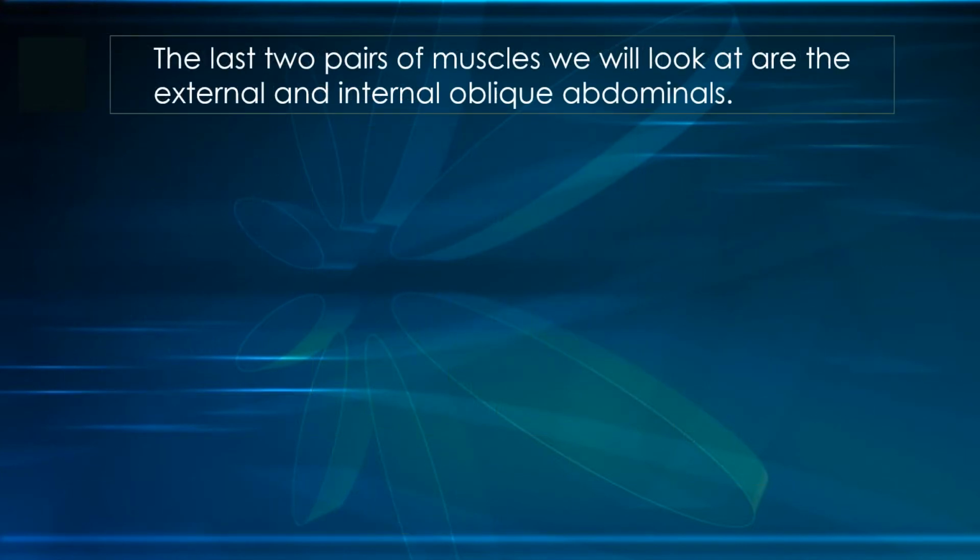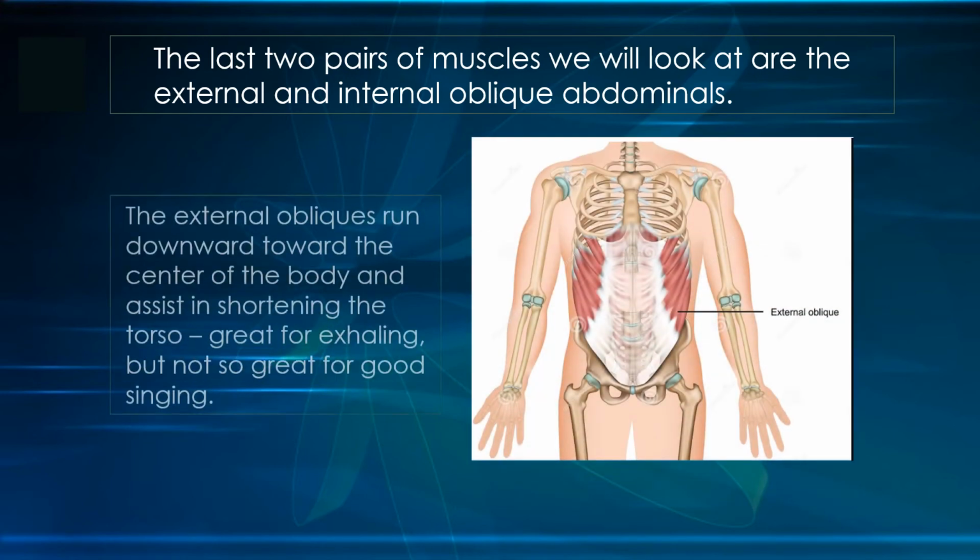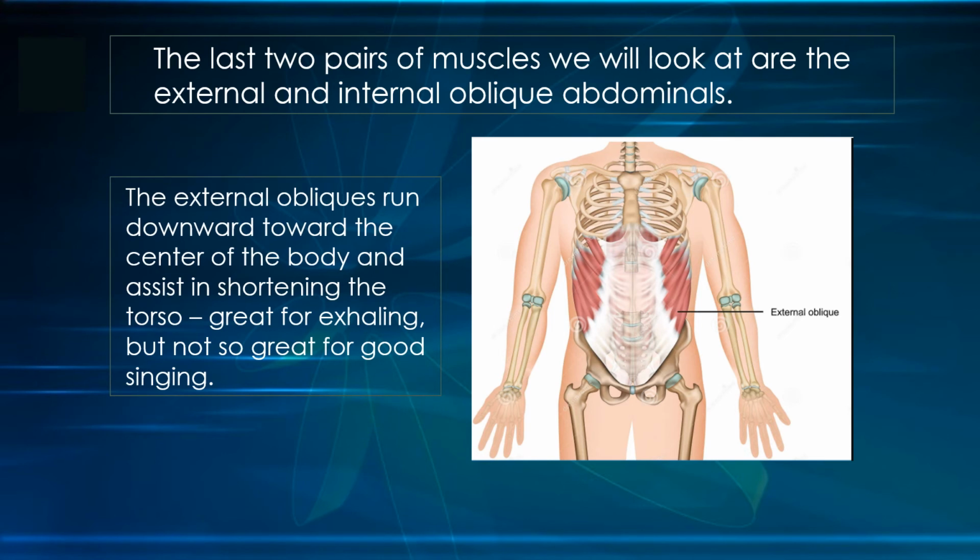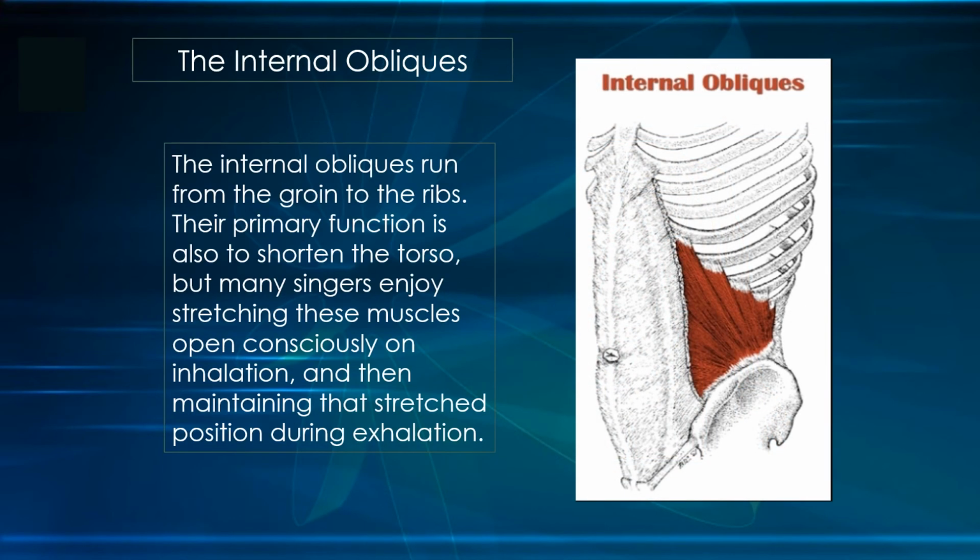The last 2 pairs of muscles we will look at are the external and internal oblique abdominals. The external obliques run downward toward the center of the body and assist in shortening the torso. Great for exhaling, but not so great for good singing. The internal obliques run from the groin to the ribs. Their primary function is also to shorten the torso, but many singers enjoy stretching these muscles open consciously on inhalation and then maintaining that stretched position during exhalation.